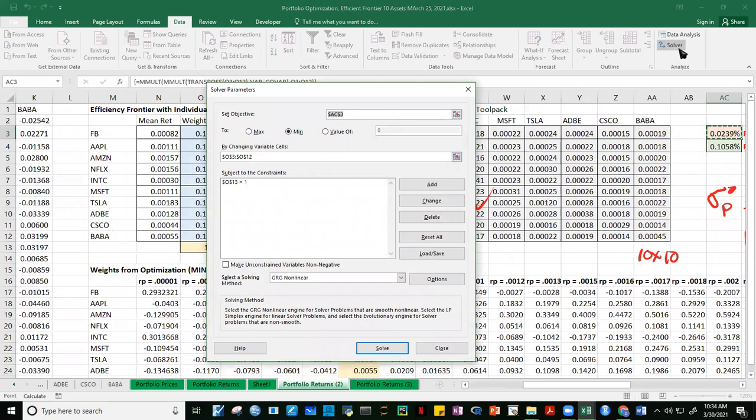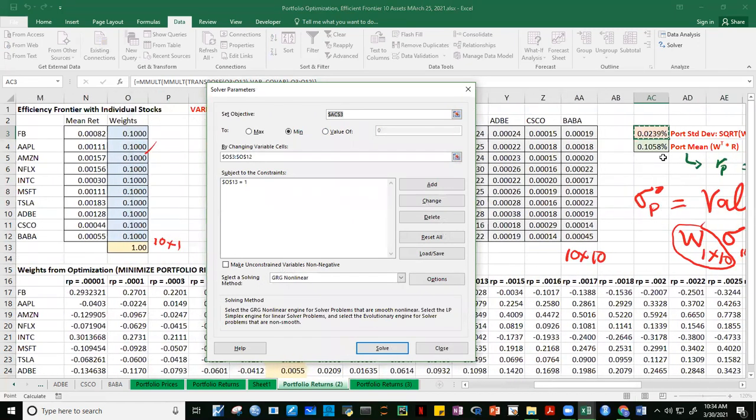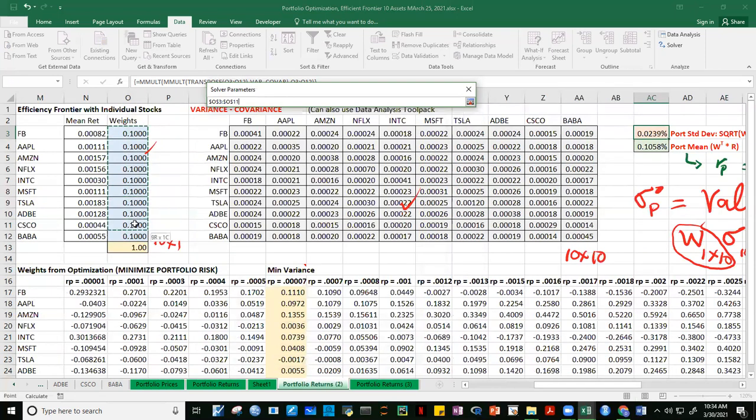Okay, what is our objective? Our objective is this. In mine, it's in AC3. Is it also in AC3 for you? Yes, sir. Okay, so click on objective. This one, AC3, is our objective. Do you want to maximize or minimize that? Minimize, we minimize. Then what will we change? Our changing cells are these weights.